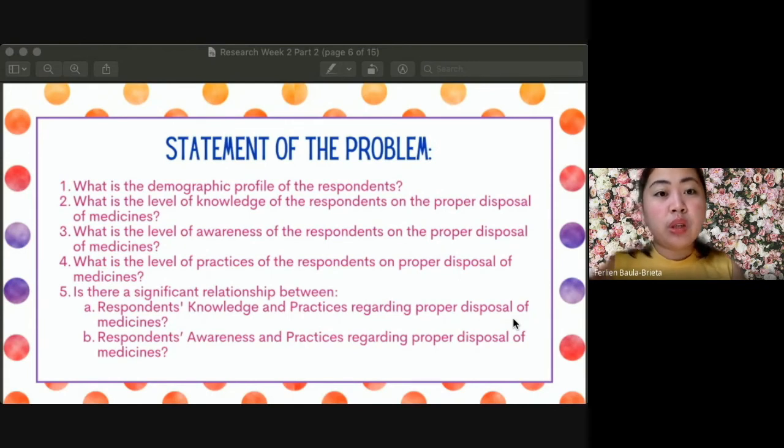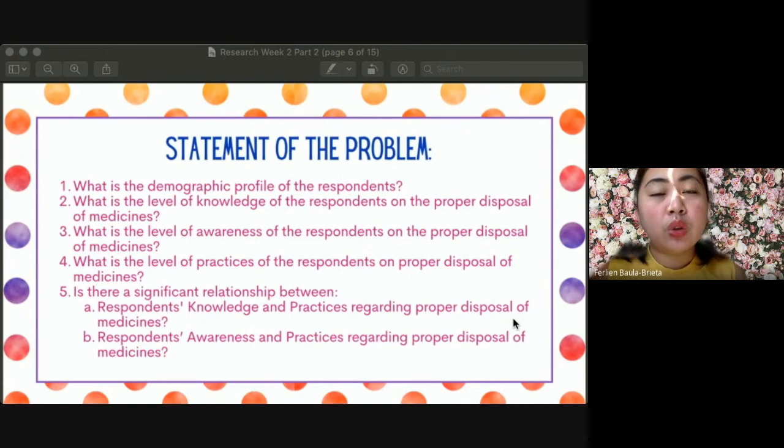So if you want to look for a relationship, you can state it like this: is there a significant relationship between knowledge and practices, and awareness and practices? So the results will give you, according to statistics, the R value. Okay, so you can do a correlation calculation here. So later on, you will know the meaning of these different statistical results.